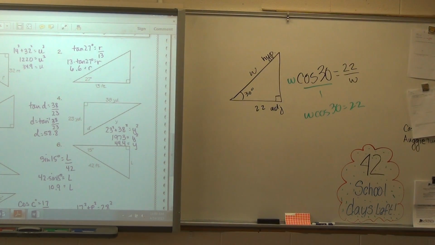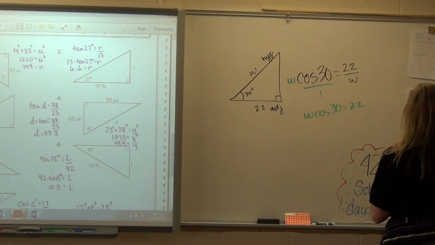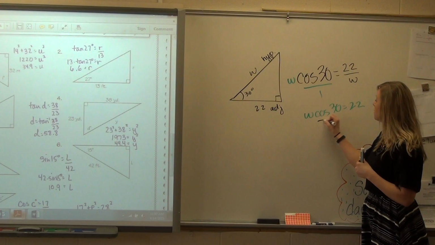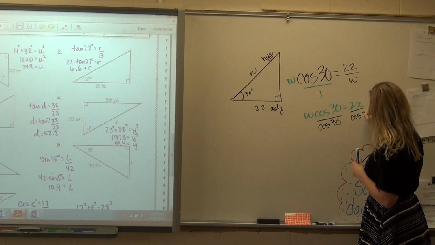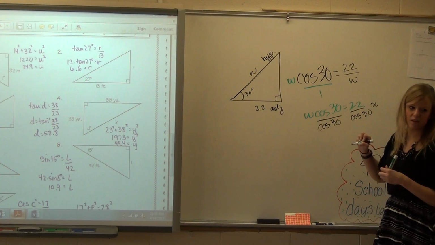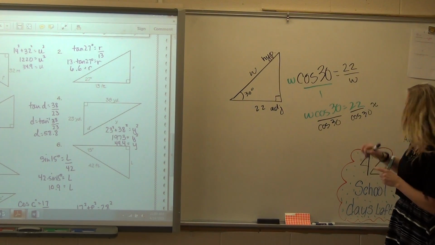And then Robin, how would I solve for W? You divide by 22. Or no, by cosine of 30. Good. What did you guys get for that one? Wasn't it like 25 point something? 25.4. Okay.